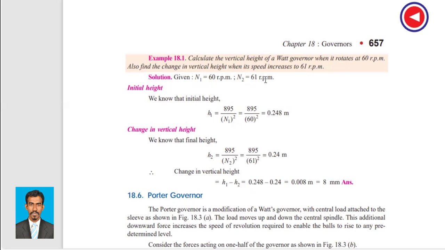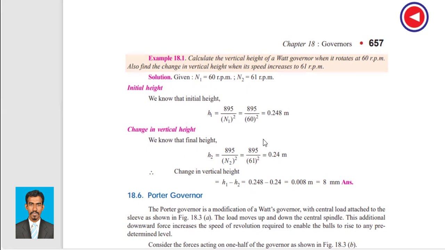Now we are going to find it for 61 rpm. So similarly, H2 is 895 upon N2 squared. So 895 upon 61 all squared. So that is 0.24 meter, right? So now the question is to find the change, right? The change in the vertical height.